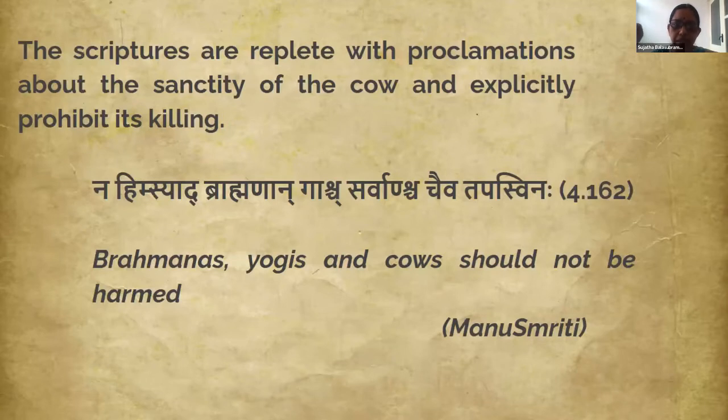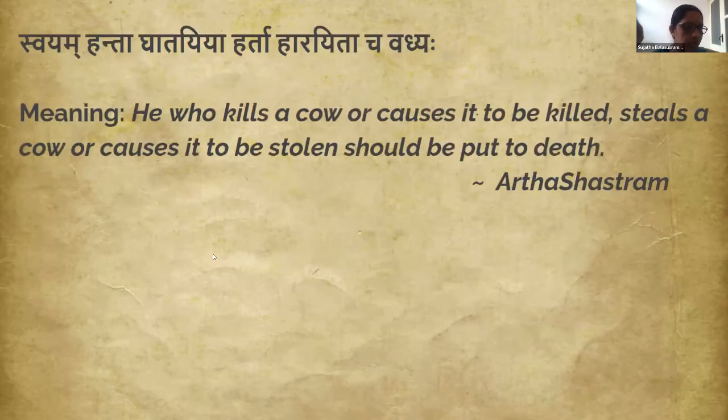Na himsayat brahmanan gasha sarvan shaiva tapasvinaha. Manusmriti says brahmanas, yogis, cows should not be harmed. Arthashastra goes on to prescribe the death penalty for whoever kills a cow or even causes it to be killed. Swayam hanta ghatayitva. Either he kills it himself or even if he is the reason for the killing, even then he deserves to be put to death.